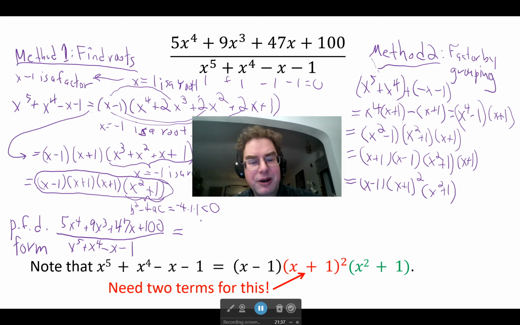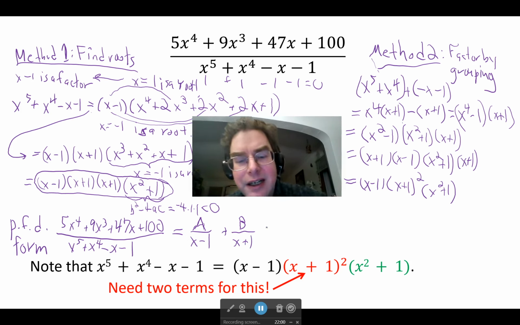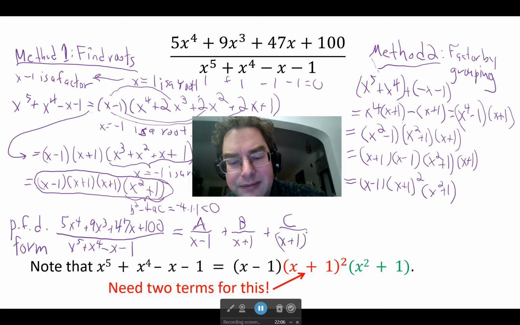Okay, so partial fractions decomposition, we know for this x minus 1, we are going to have a constant, which we'll denote as capital A for now, over x minus 1. We also will get a fraction that has a constant, which we'll call B in the numerator, over x plus 1. That comes from this x plus 1 part of the factorization. And then we need another one for that. So we'll use a capital C over x plus 1 squared.